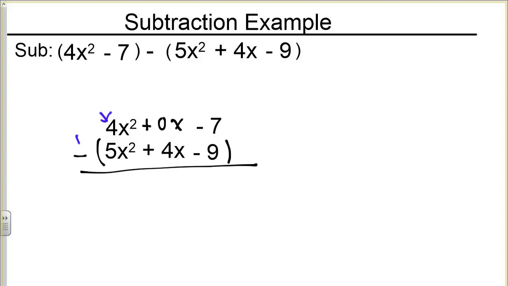4 minus 5 is going to give me a negative 1x squared. So 4x squared minus 5x squared is going to give me a negative 1x squared. Then I've got a 0x minus a 4x, and that's going to give me a negative 4x. And then I've got a negative 7 minus a negative 9. Well, minus a negative is really plus 9, so negative 7 plus 9 ends up being plus 2. And this ends up being our difference, and because I already stacked them from highest to lowest, it's in standard form.